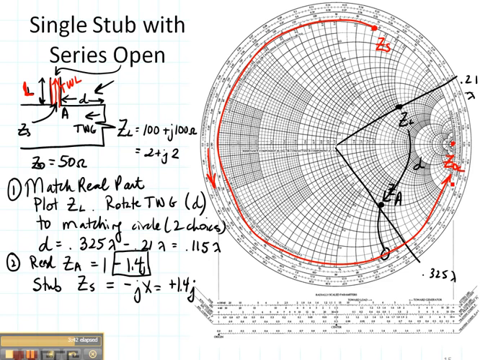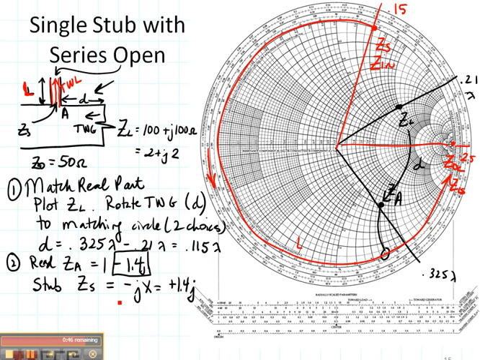Now in order to define this length L, I need to be able to read off my values. So again, draw a straight line out from the center with the point that you're interested in. There are 2 points that are going to be important here. This is like Z input, this is like Z load of the stub. So this value right here is 0.15. The value over here is 0.25.